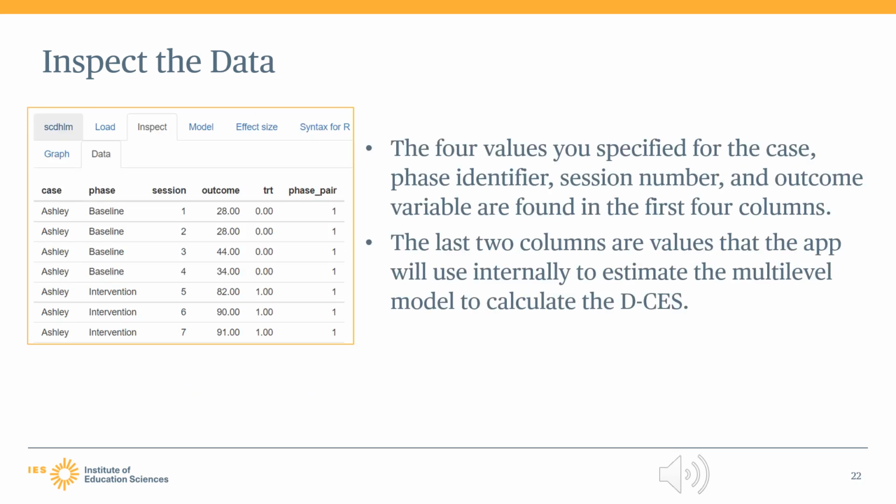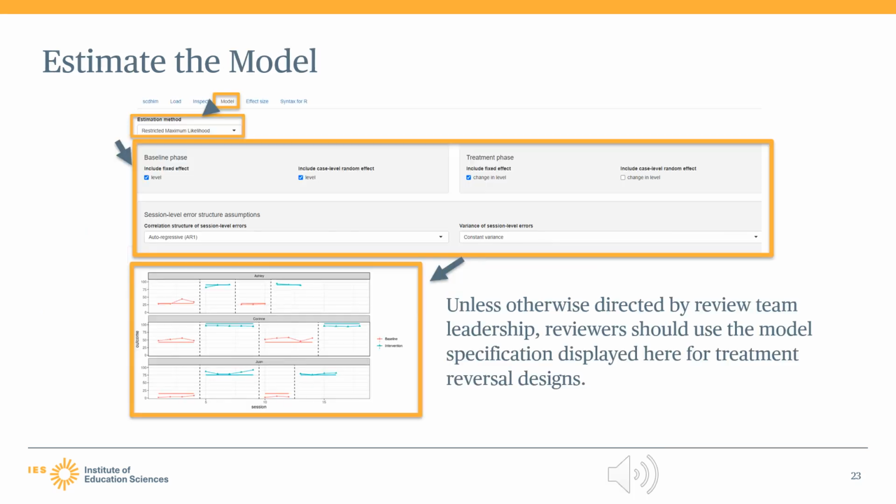You can also click on the Data tab to see your data. The 4 columns you specified as the case and phase identifiers, the session number, and the outcome will appear in the first 4 columns. The last 2 columns are values that the app will use internally to calculate the D-CES.